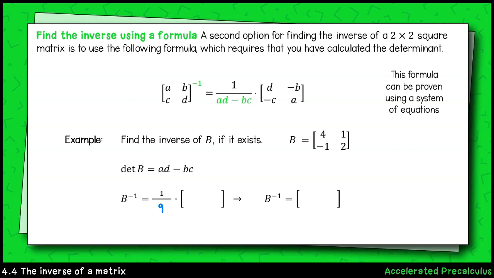Next, we'll swap the entries A and D in our 2x2 matrix, and we'll reverse the signs for C and B. Now we apply our scalar multiplication, which is just like using the distributive property. Every entry in the matrix gets multiplied by 1/9. Our final matrix will be 2/9, -1/9, 1/9, and 4/9. To verify that we've done this correctly, we could multiply B and B inverse to check to see that we have a 2x2 identity matrix.